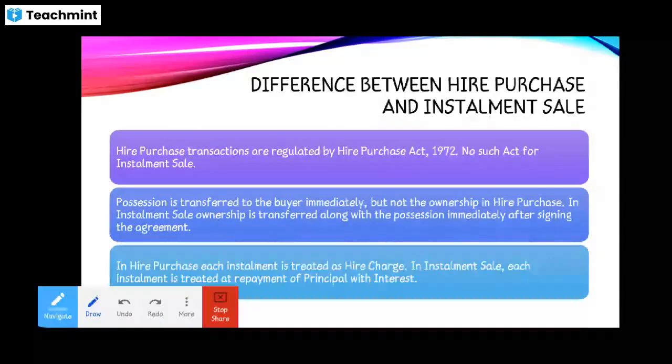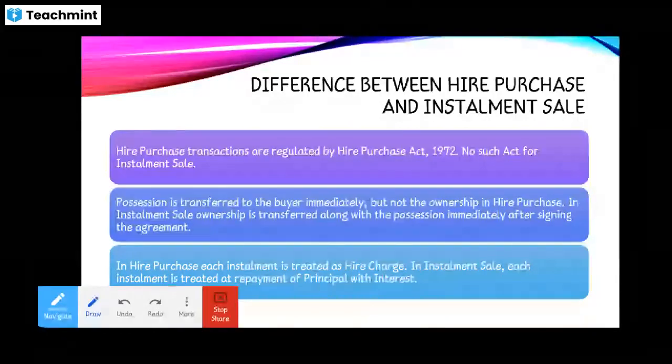Next, the difference between hire purchase and installment sale. Hire purchase transactions are regulated by the Hire Purchase Act 1972. Whenever we purchase things from a shop, suppose a television set, we may purchase it on installment basis also. But the hire purchase sale is different from installment sale. Hire purchase transactions have a proper act, the Hire Purchase Act established in 1972. But there is no such act for installment sale.